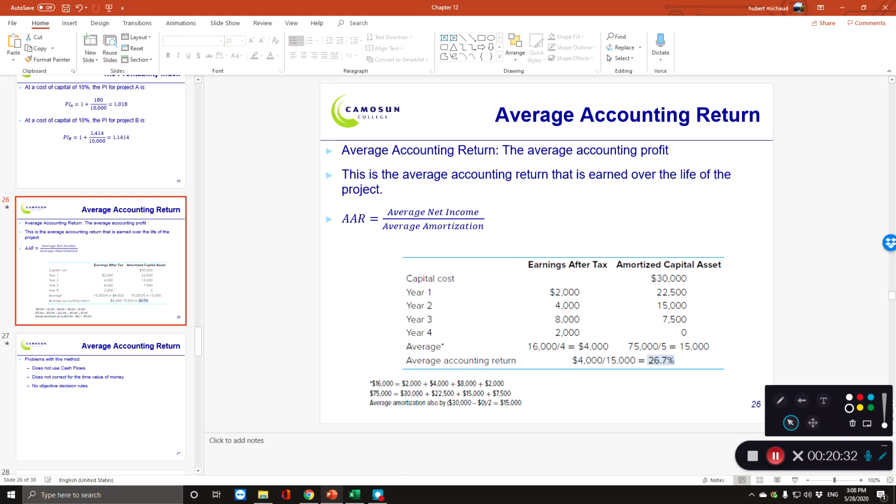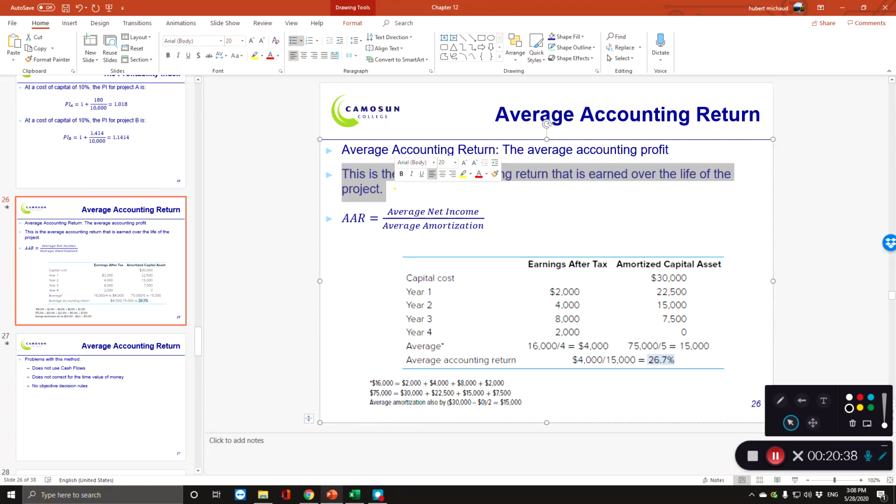Okay, so pretty straightforward. The average accounting profit is the average accounting return that is earned over the life of the project. We'll take the average net income over the life of the project, and we'll divide it by the average amortization. Okay, the average net income per year and the average amortization per year.